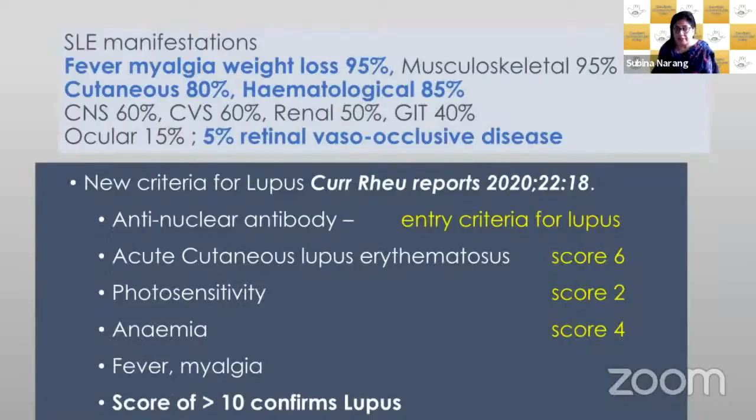SLE manifestations in our patient were fever with myalgia and weight loss. Cutaneous manifestations were there. Hematological manifestations were there. And retinal vaso-occlusive disease was there, which is very rare, seen in only 5% of the cases of SLE. The patient fitted into the diagnostic criteria for SLE. According to the new criteria, we give a score to each of the findings, and our score was more than 10, which confirms the diagnosis of SLE.